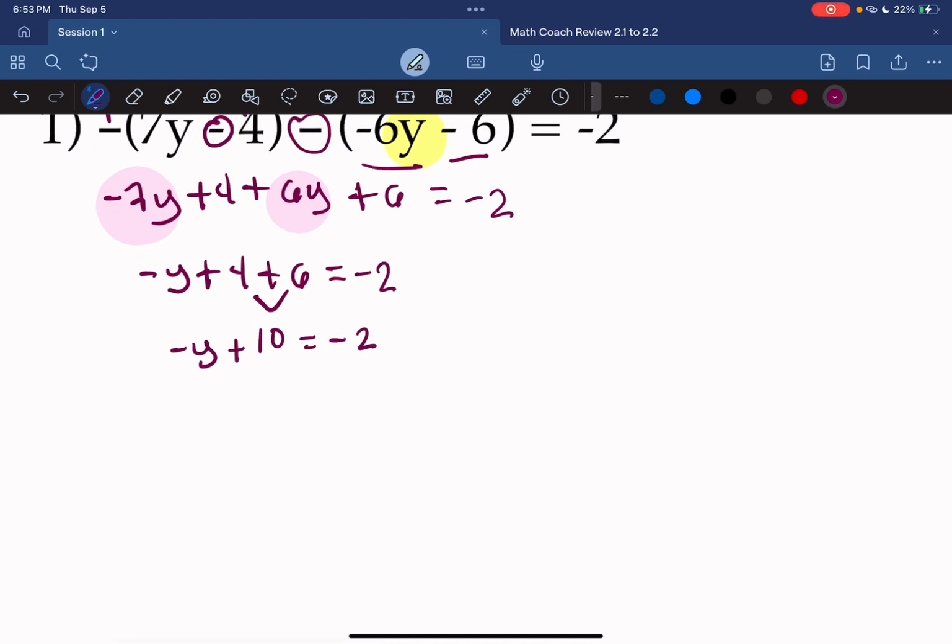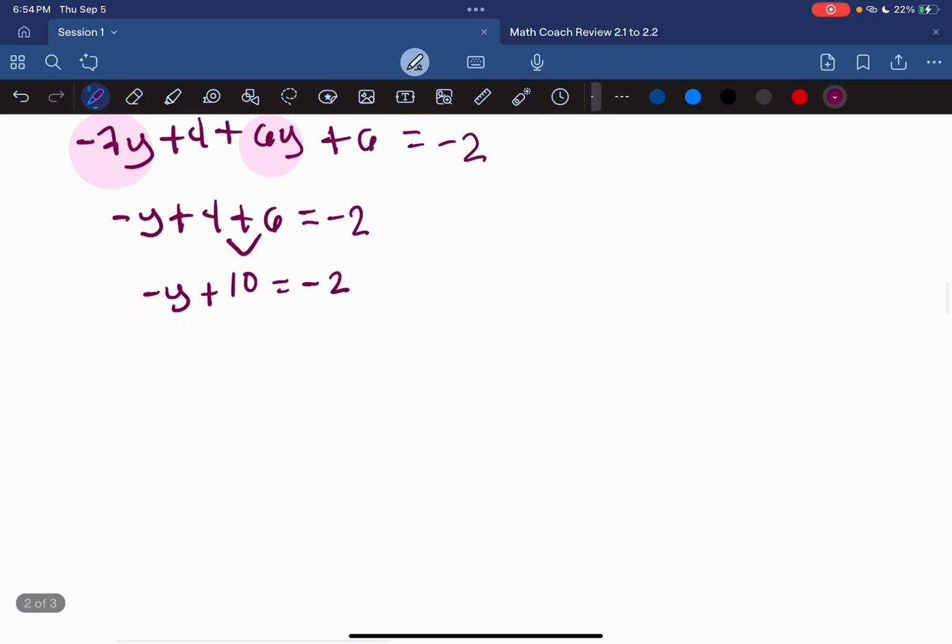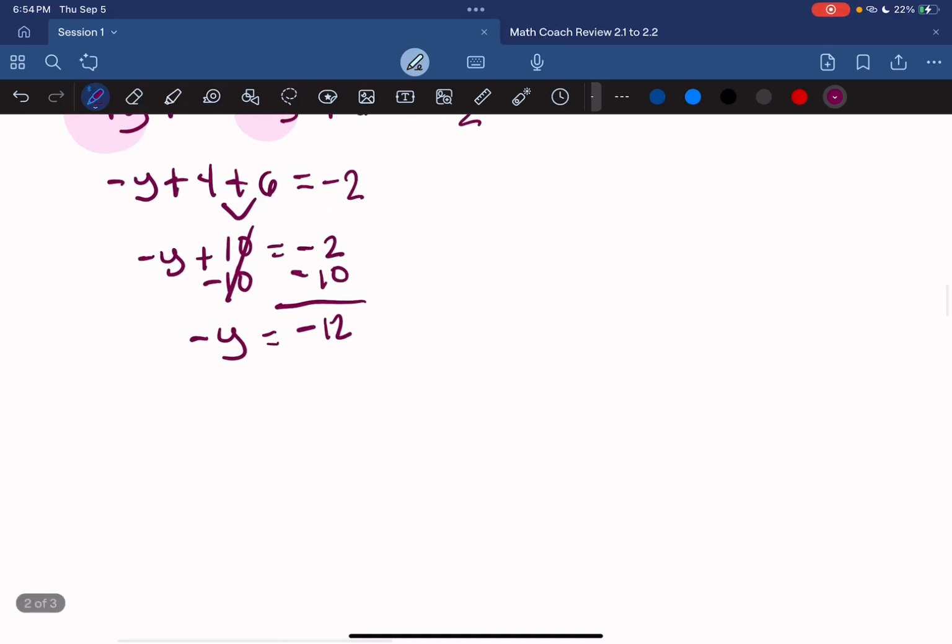Now, we want to isolate y, so in order to isolate it, we have to subtract 10, which will cancel out. -2 minus 10 is going to give us -12. So -y equals -12. Now, we cannot have a negative variable.